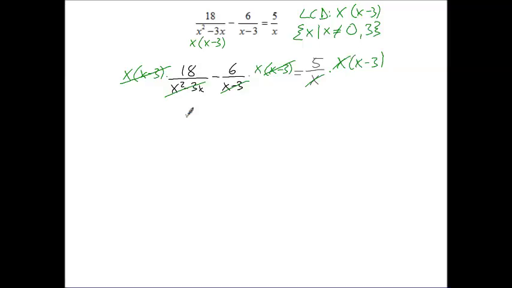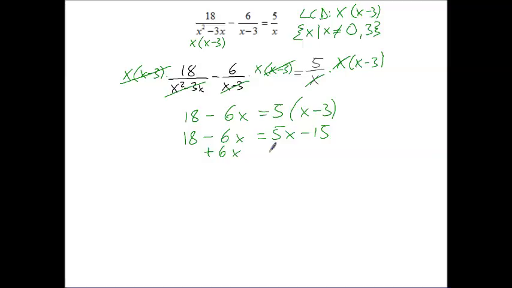Now rewrite: 18 minus 6x is equal to 5 times x minus 3. Let's go ahead and distribute our 5. We get 5x minus 15. And again, we can do this by moving the 6x to the other side. This time we're going to add it. And we're going to add the 15 as well.